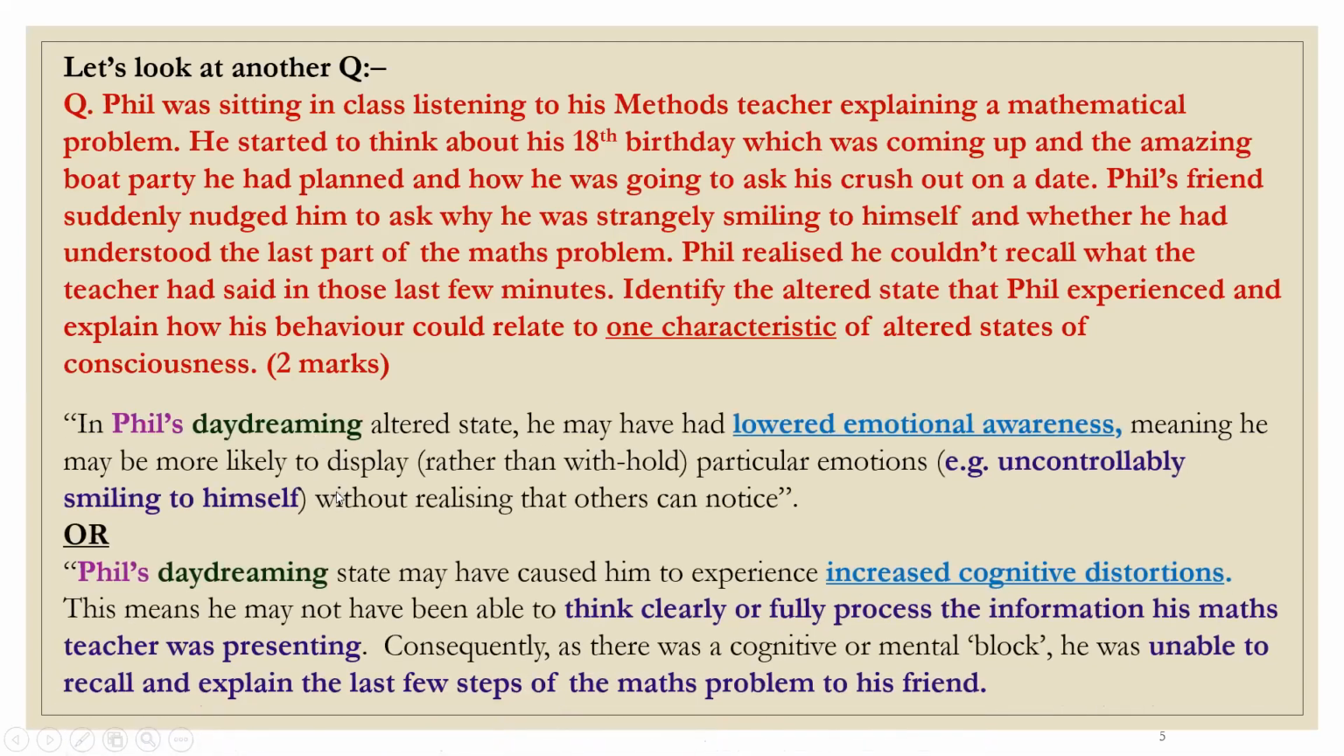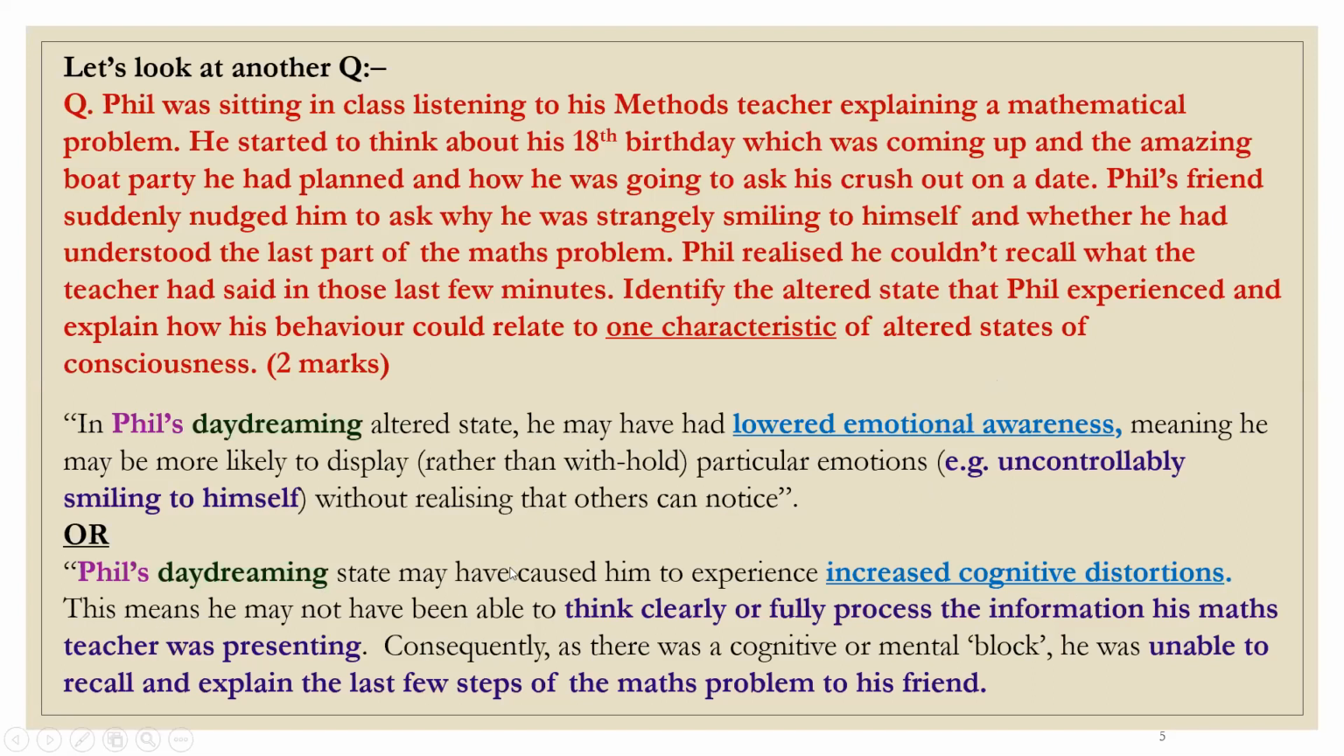It's obviously daydreaming. There are 2 possible answers here you could have included. You could have talked about the fact that he's uncontrollably smiling to himself, which is the emotional awareness side of things, or you could have talked about the fact that he couldn't recall the last part of the maths problem that his teacher had explained while he was daydreaming. That's the increased cognitive distortions. The first answer is: in Phil's daydreaming state, he may have had lowered emotional awareness, meaning he's more likely to display rather than control or withhold particular emotions. This is seen in him uncontrollably smiling to himself without realizing that other people could see that.